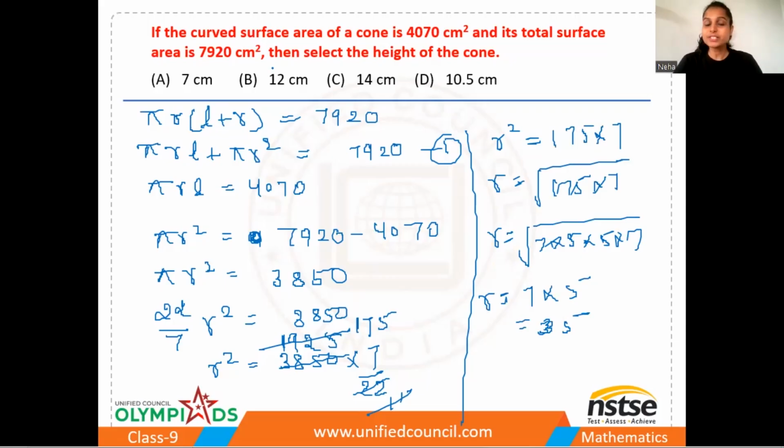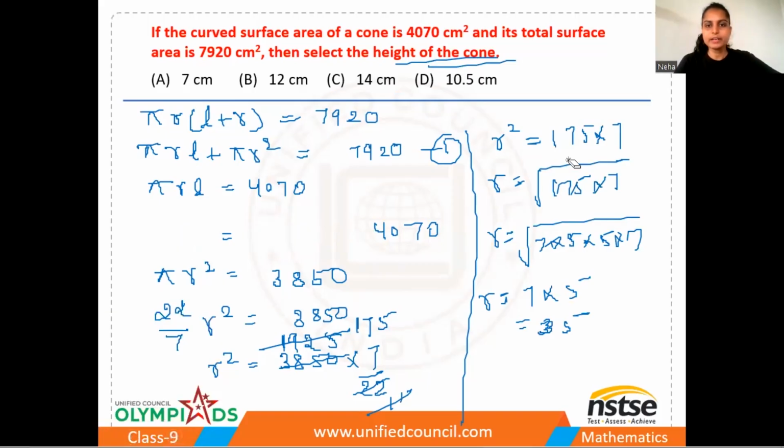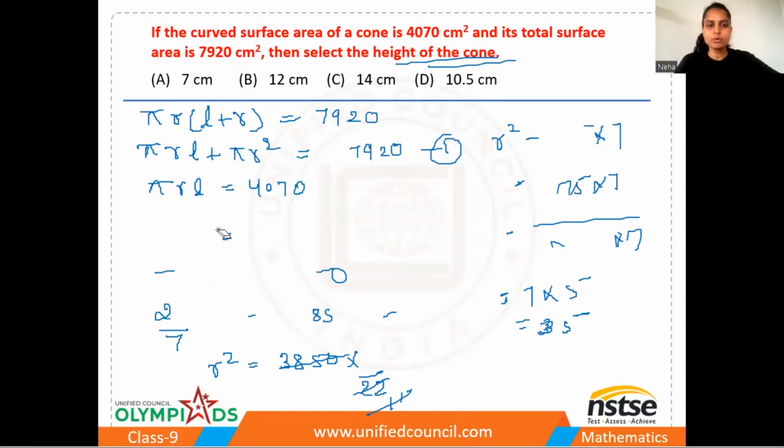And the question is asking to select the height of the cone, right? The question is asking for the height of the cone. So now we have the radius, right? The radius is nothing but equal to 35. So I am erasing all this part because this is not needed anymore. From this we need only the value of r which we have now. R is equal to 35, okay?